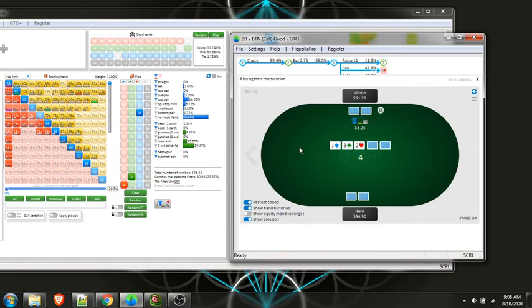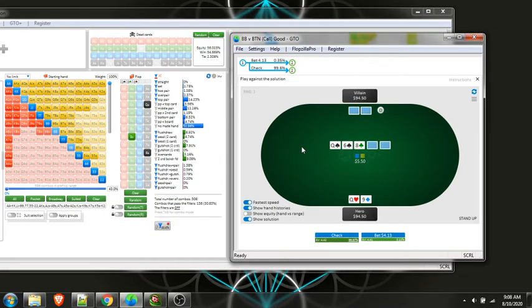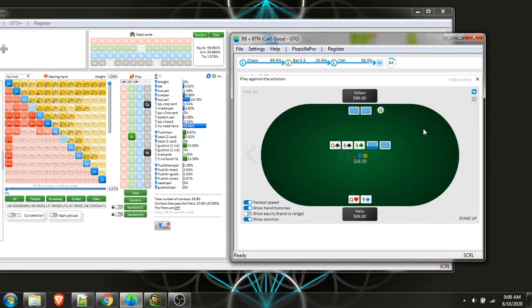32%, that's going to be a check fold. Top pair, that's going to be 60%. 70. Check call.